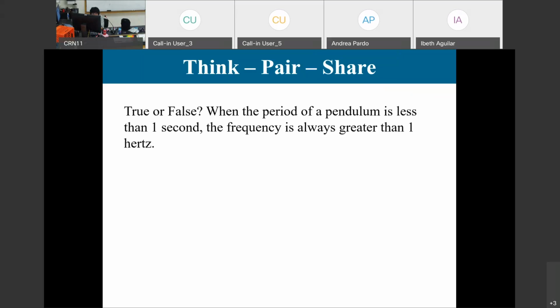So any period less than 1 will be greater than 0. So we're talking about 0.5, 0.8, 0.6. What's the inverse of 0.8? It will be 1.25. So the inverse of any number less than 1 is always greater than 1. So that's why if the period of a pendulum is less than 1, then the frequency will be greater than 1. Okay?